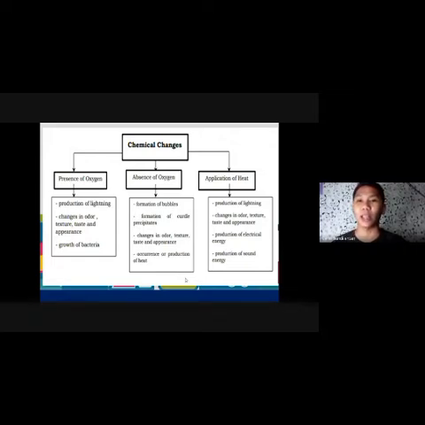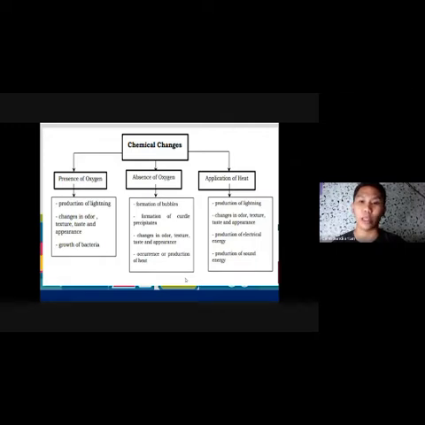Okay, next we have application of heat. Under this is production of lightning, changes in odor, texture, taste, and appearance, production of electrical energy, ito yung pinagkaiba niya sa dalawa, and production of sound energy as well. So, of course, kapag merong heat sa may chemical change.